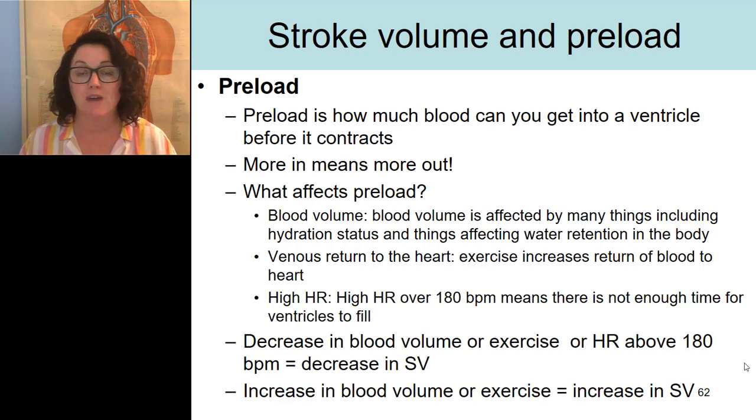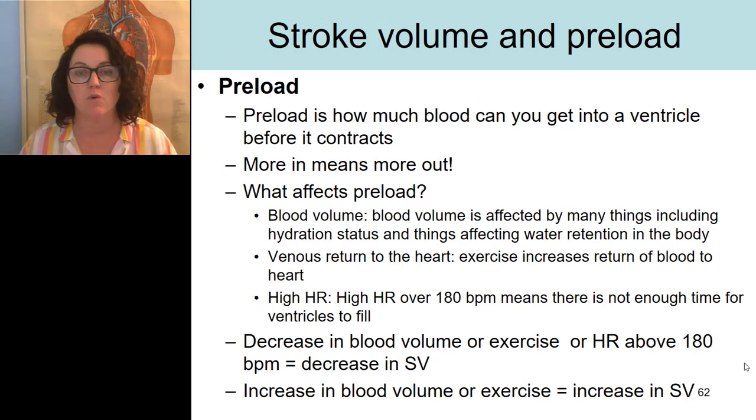So, for example, diuretics, which cause excessive urination, will decrease blood volume because that water that's being put in the urine is being pulled out of the blood. And as you pull the water out of the blood, volume will go down.